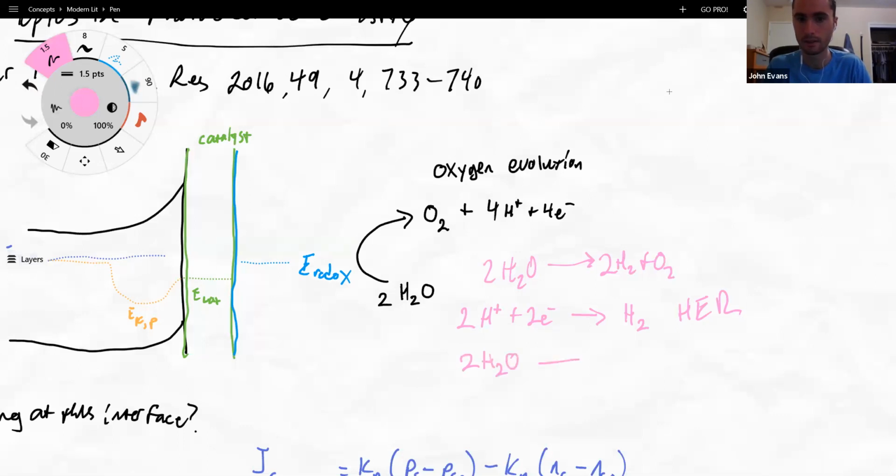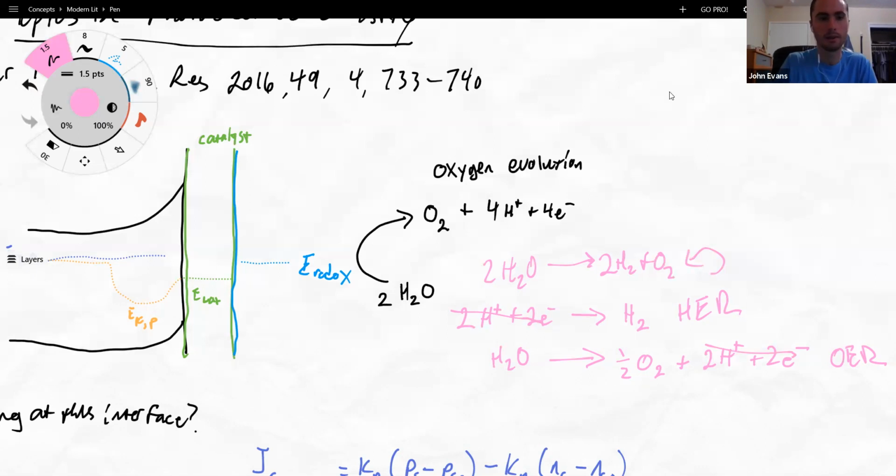Then we have the oxygen evolution reaction, which is H2O going to 1/2 O2 plus 2H+ plus 2 electrons. So this is what's called the oxygen evolution reaction, OER. And you notice that these will cancel out on either side of the equation, and we'll end up back with our full equation. So you have to do both of these if you want to do water splitting.